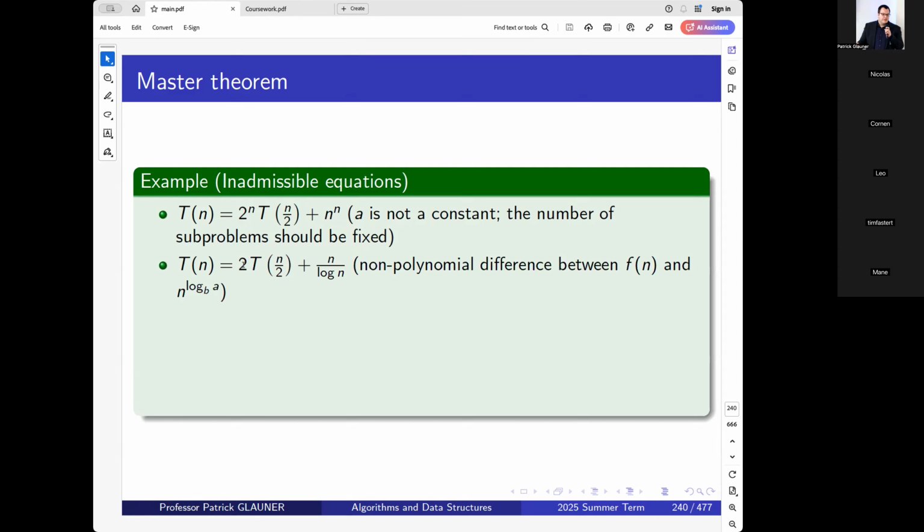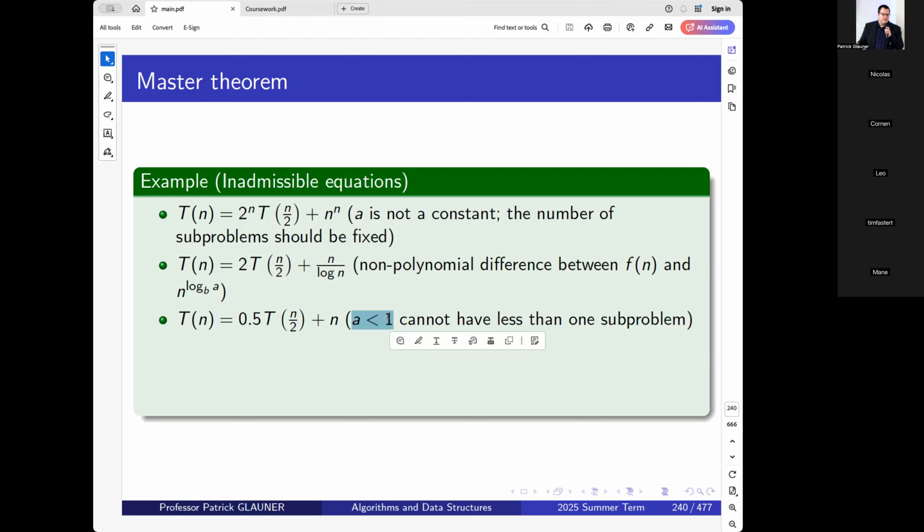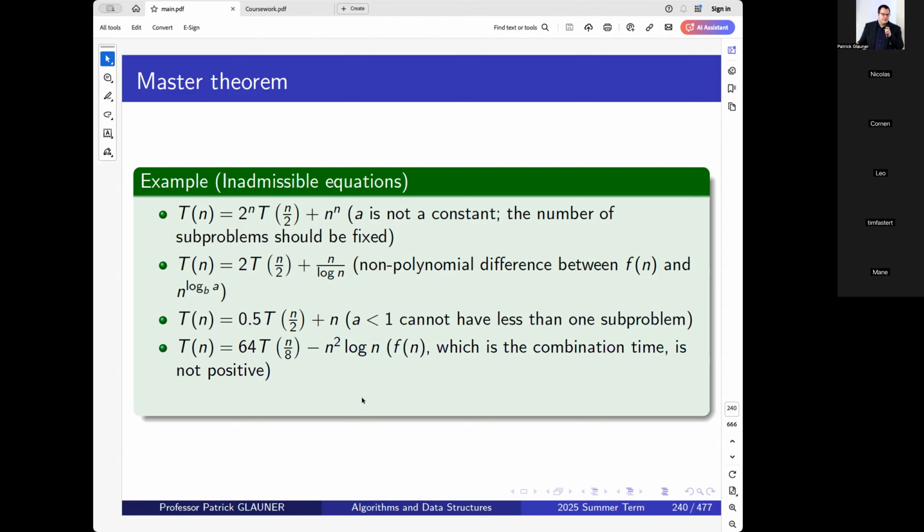We have something like T of n is 2 times T of n half plus this one here. But because this is not a polynomial, you are also unable to use the master theorem here. Or something like T of n is a half T of n half plus n. Now a is less than 1, and that doesn't make any sense because you cannot have half a subproblem. You can have 1 subproblem, you can have 2, you can have 3, but it must be an integer and it must be 1 or greater than 1, but not less than 1 and not a float value. So here you cannot apply the master theorem.